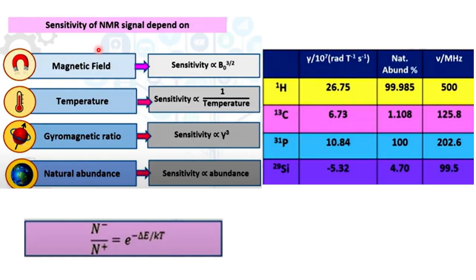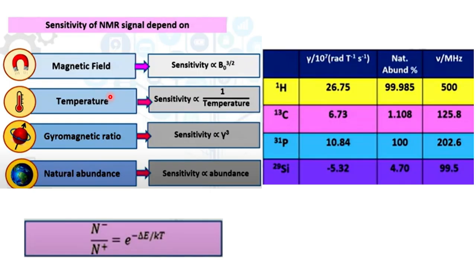Now the sensitivity of NMR signal depends on these four parameters. So first is the magnetic field. What we have already discussed, that the higher the magnetic field, the higher the sensitivity. Next is the temperature. Now, how can the temperature influence it? First of all, the spin-spin coupling, and there are another two terms, the spin-lattice relaxation and spin-spin relaxation. Those are also dependent on the temperature.